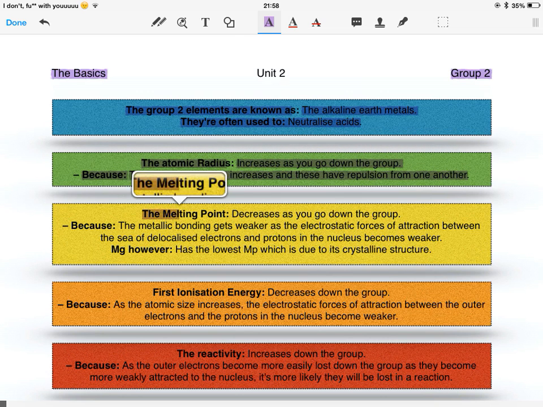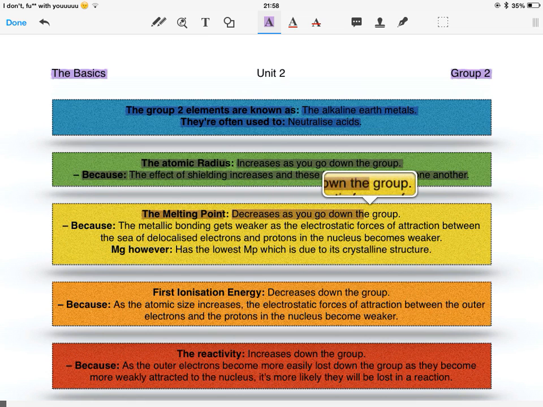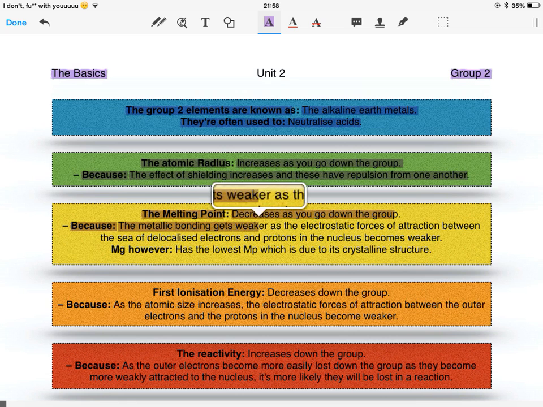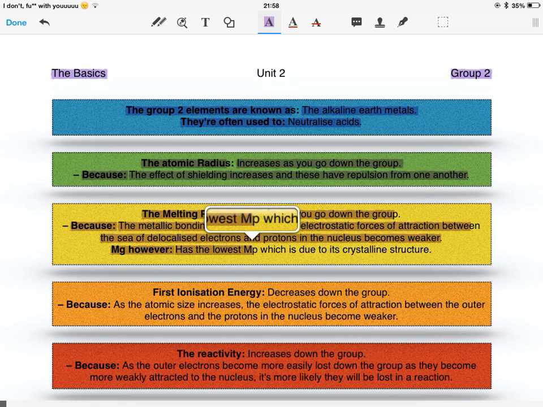The melting point decreases as you go down the group, and the reason for this is because the metallic bonding gets weaker as the electrostatic forces of attraction between the sea of delocalized electrons and protons in the nucleus become weaker. However, magnesium is an exception in terms of it has the lowest melting point, and the reason for this is due to its crystalline structure, and you don't need to know what that is.